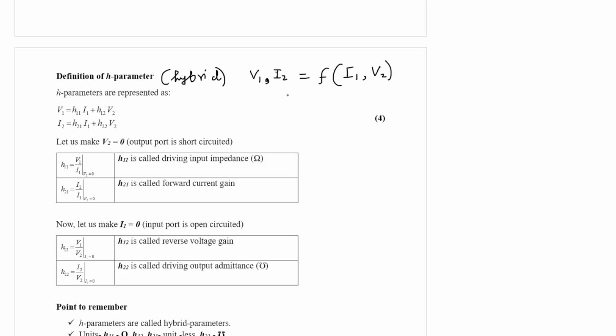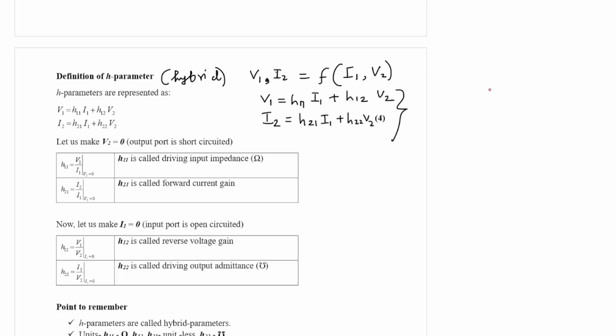So the fundamental equation is in this way. The same thing can be written: V1 is equal to H11 I1 plus H12 V2. Similarly, the second equation is I2 is equal to H21 I1 plus H22 V2. Right? So how to define them?